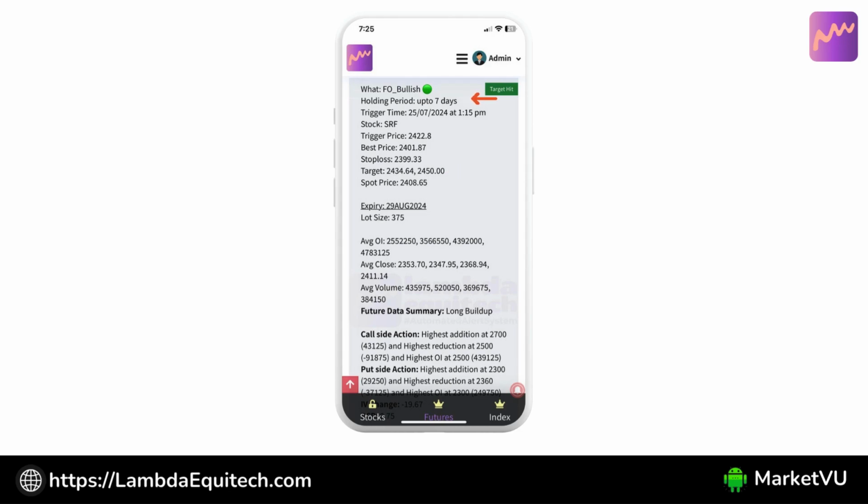Please note that any alert remains active only until the holding period specified in the alert. Once the holding period ends, you must square off the position, regardless of whether it results in a profit or a loss. Now, let's go over how to set up alerts on the chart.